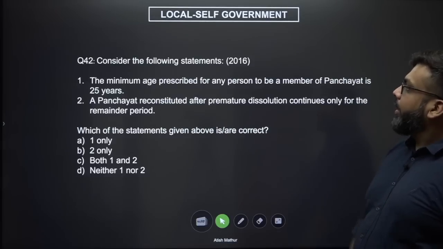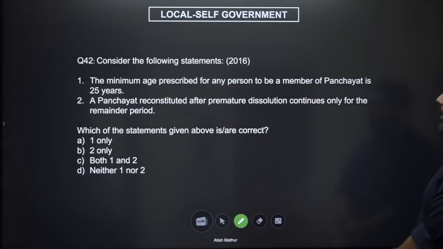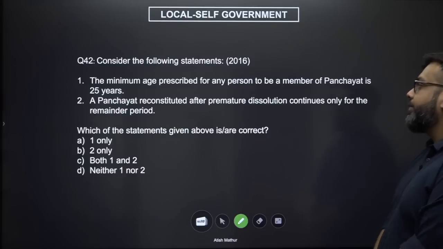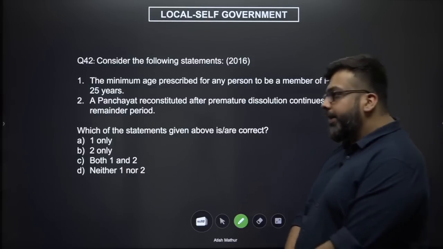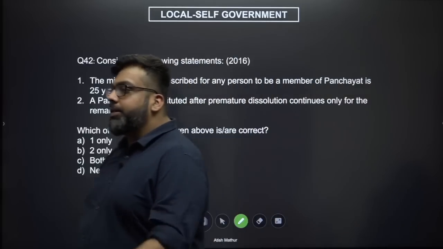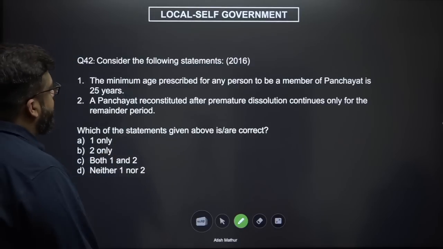Okay, now consider the following statements. The minimum age prescribed for any person to be a member of the panchayat is 25 years. A panchayat reconstituted after premature dissolution only continues for the remainder period. Yes, if it is reconstituted with more than 6 months pending. This is clearly mentioned in the constitution.